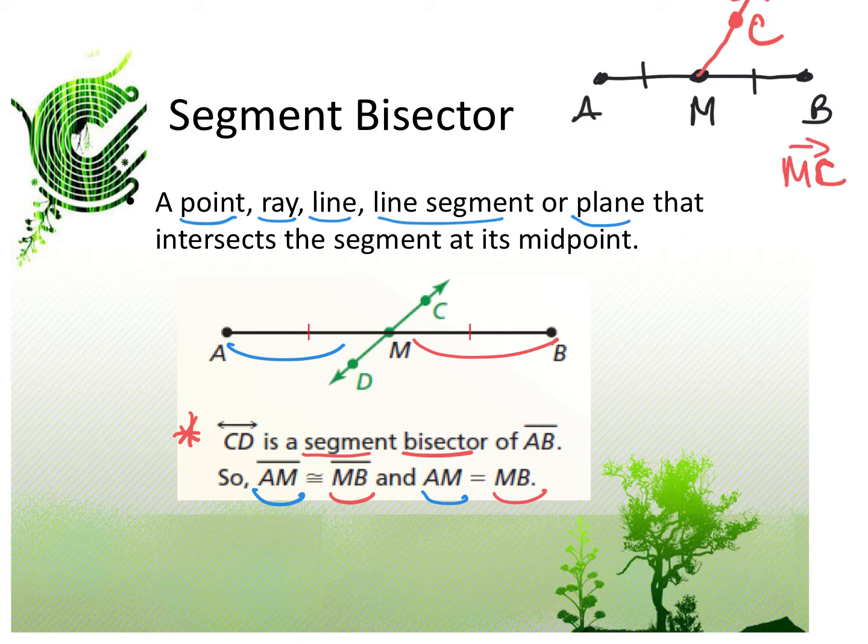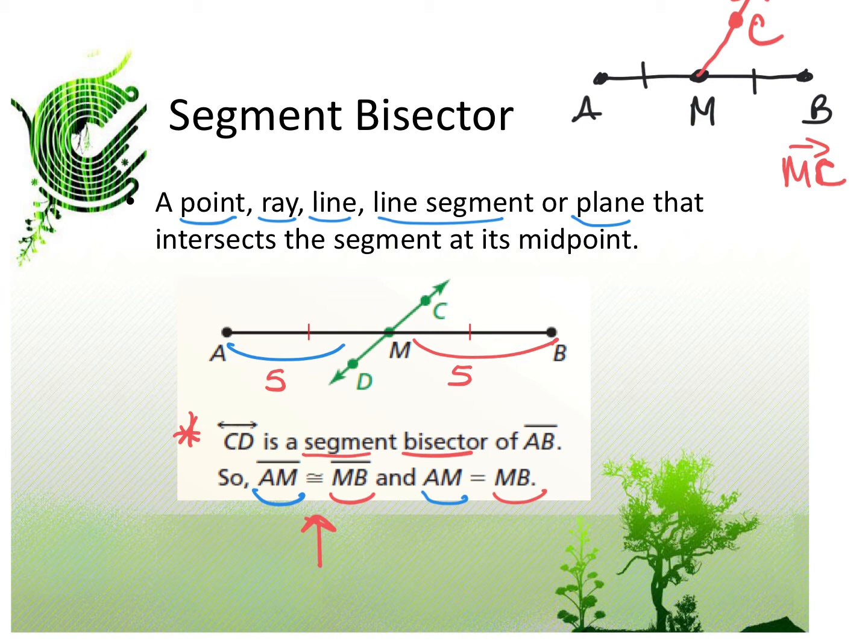So when I use the equal sign, I'm talking about an exact measure. Like I could say that these are both 5 and 5. When I'm talking about using the congruent symbol, all I'm worried about is that I know they're the same size. I don't care if they measure 5 inches or 10 inches. All I care about is that they're exactly the same size.